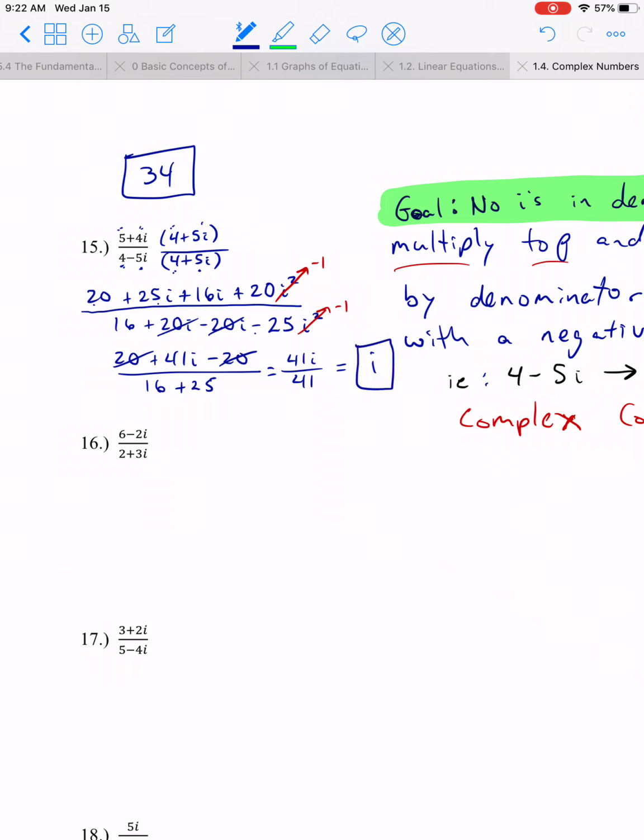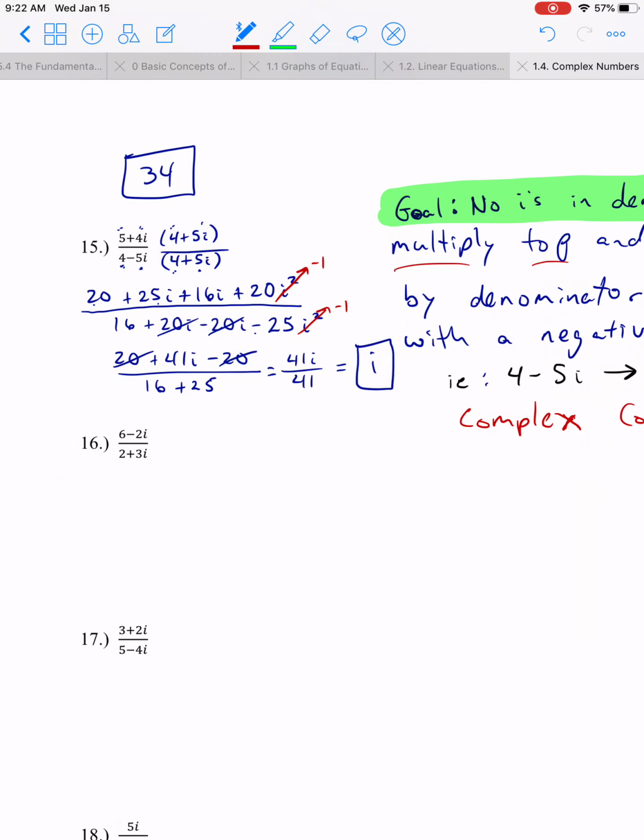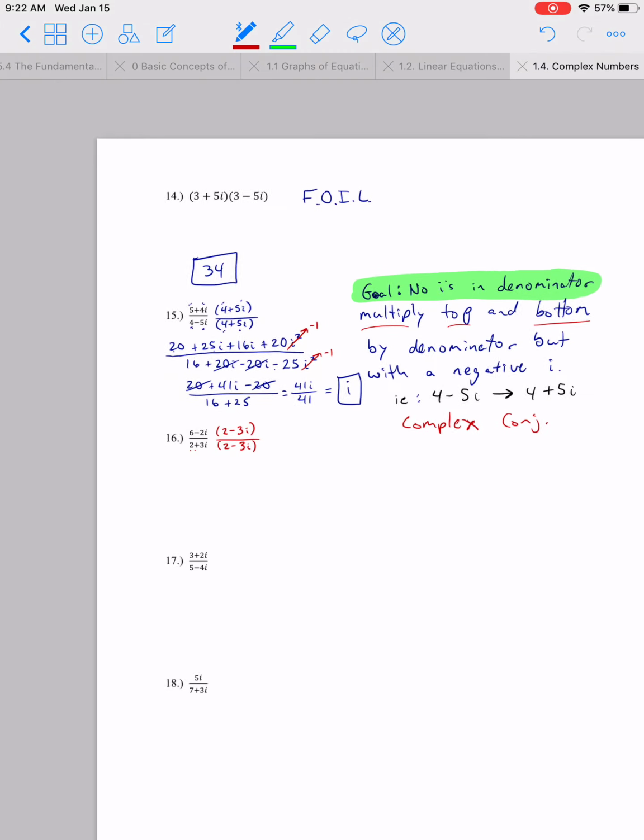And so I'm not going to do the next one for you, but what are you going to multiply by? Well, in the denominator, you have 2 plus 3i. You're going to multiply by 2 minus 3i, that complex conjugate. Okay, 2 minus 3i over 2 minus 3i. And then you should be able to go through and get something where you don't have any imaginary numbers in the denominator.